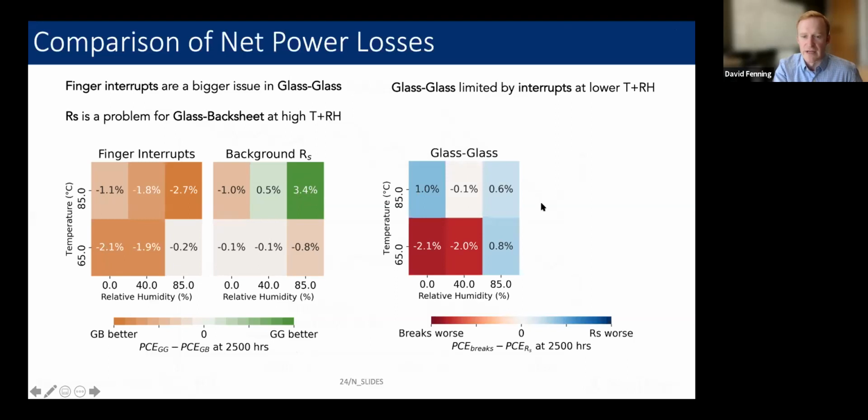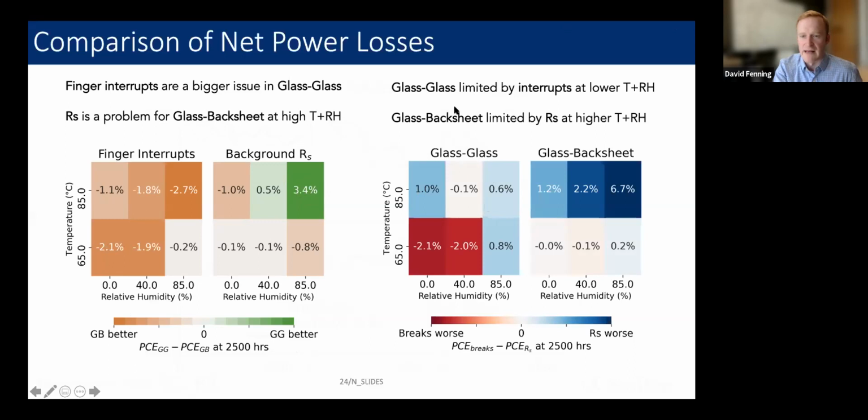So to put it in terms of combined power loss, the glass-glass performance is limited by interrupts at lower temperature and relative humidities. And those conditions might be better served, according to our study, by selection of glass backsheet modules. But where the glass backsheet actually starts to really shine compared to glass-glass is for higher temperatures and relative humidities.